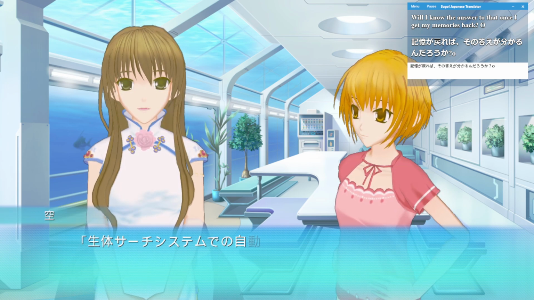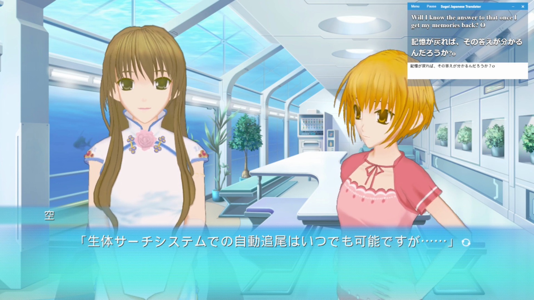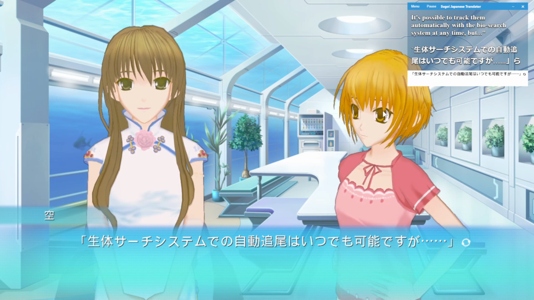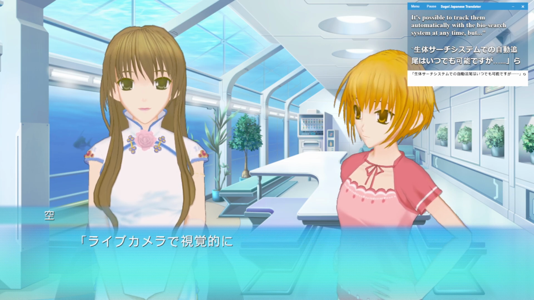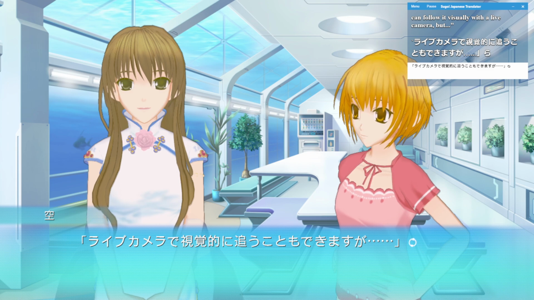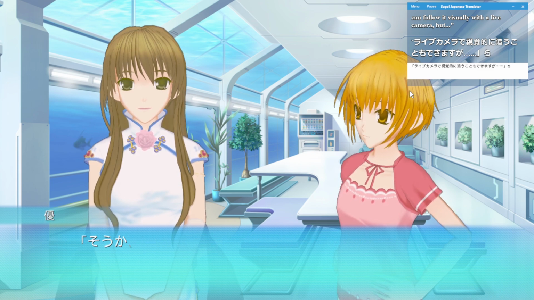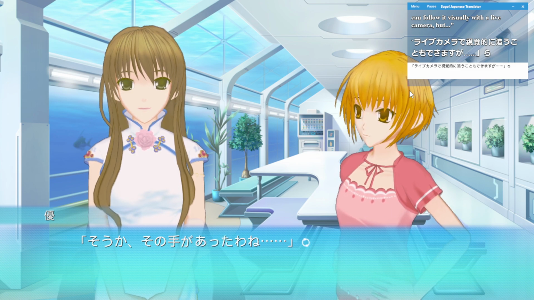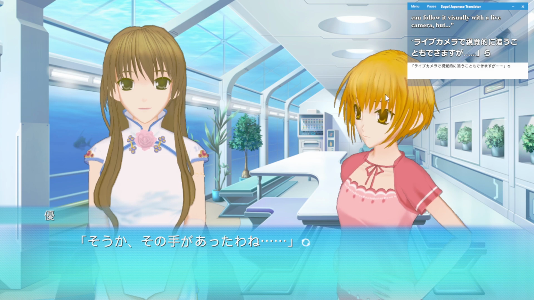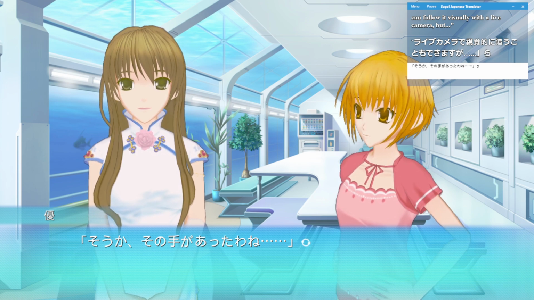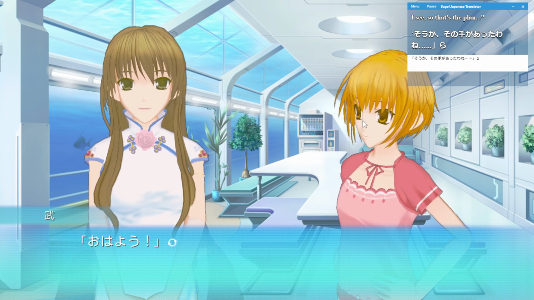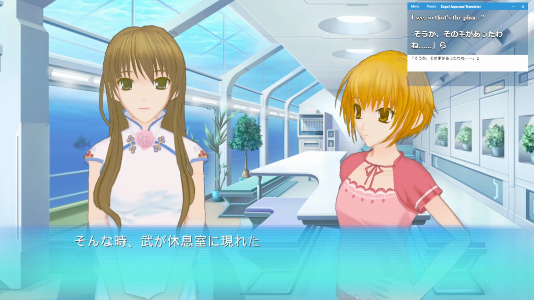It's possible to track her down automatically with the biosearch system at any time. I can follow her visually with a live camera. Another conjunction. I have a hard time translating that. Is that so? Then that's the plan. She says good morning, but short, like "morning."